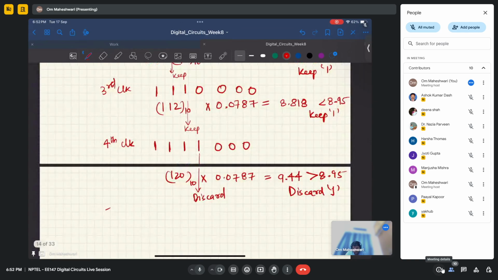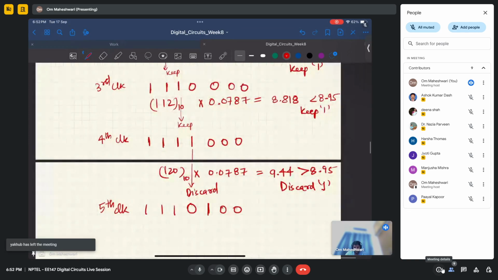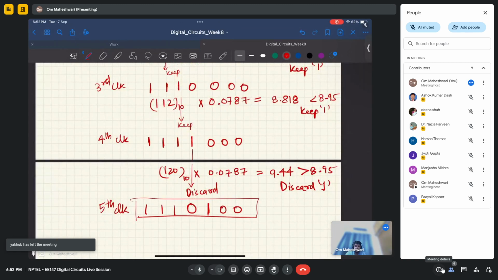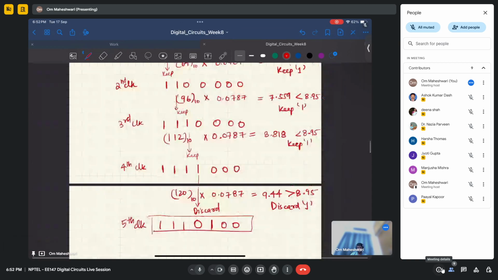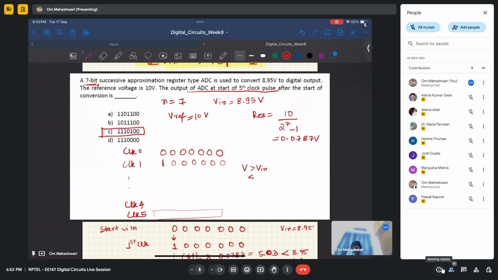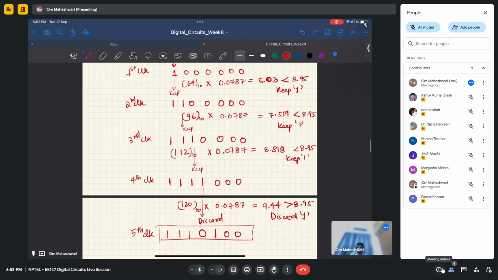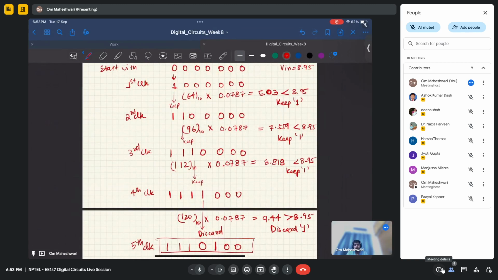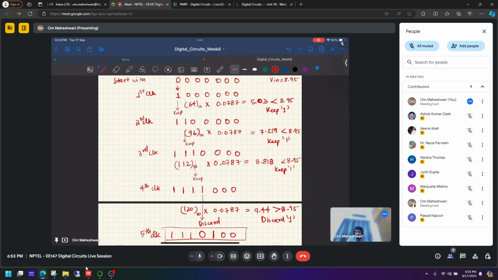So at the start of the fifth clock, you will have 1, 1, 1. You discarded this one to 0 and check the next bit, 1, 0, 0. So at the start of the fifth clock cycle, you will have this, which is your answer. I hope this is clear to everyone. If not, please let me know.